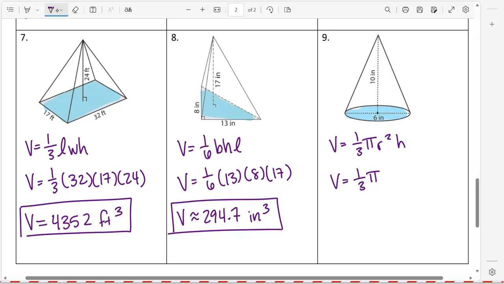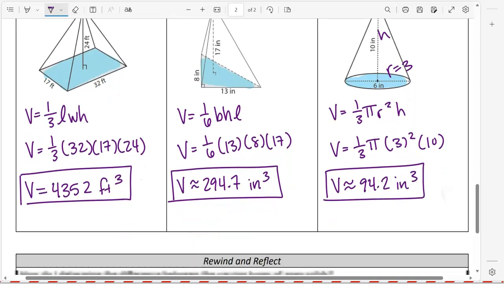Just a reminder from Unit 6 that the radius is half the diameter. So if the diameter is 6, divide by 2 to get the radius. That means the radius is 3, and our height is 10. So we have 1/3 times pi times 3 squared times 10. Go ahead and simplify that expression in your calculator, and you learn that volume is approximately 94.2 cubic inches.